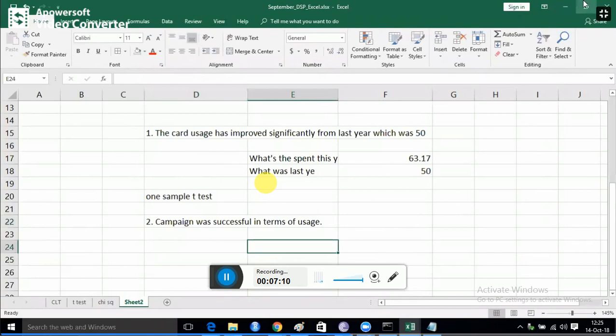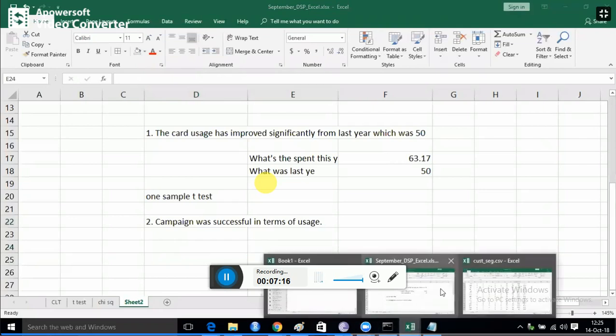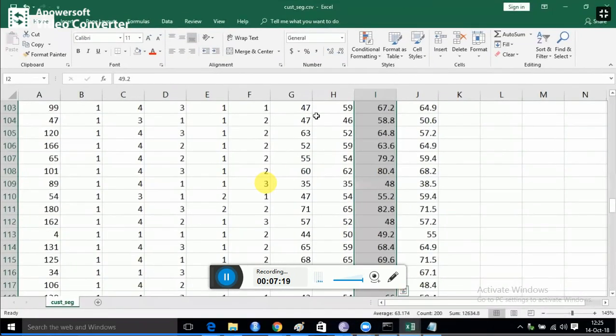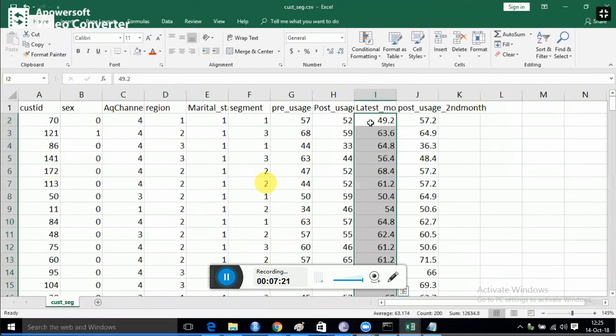There is no this year, that year. Yes. So these are the columns that I have: pre usage, post usage first month, post usage second month. What do we do with these?